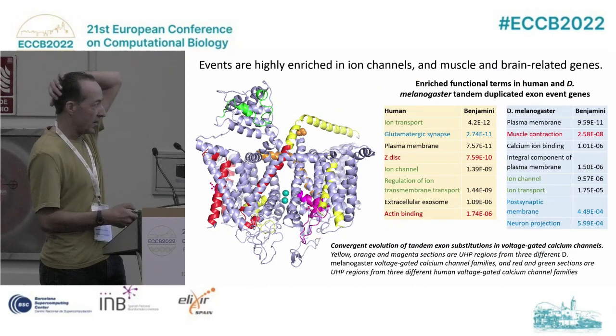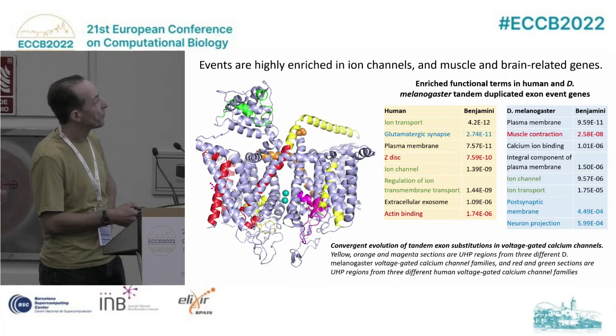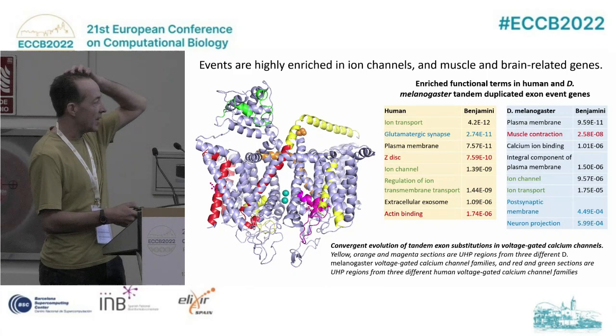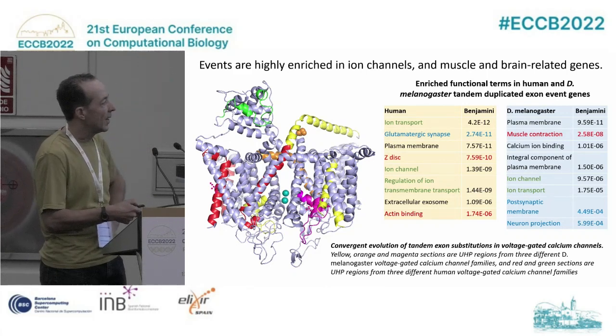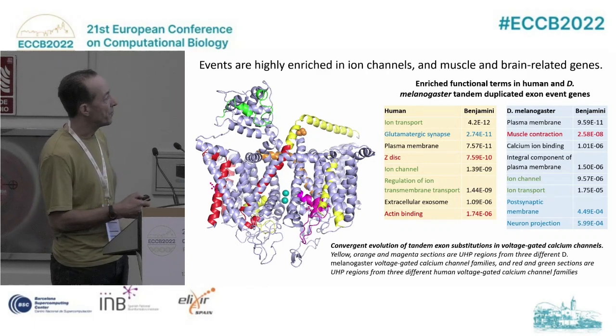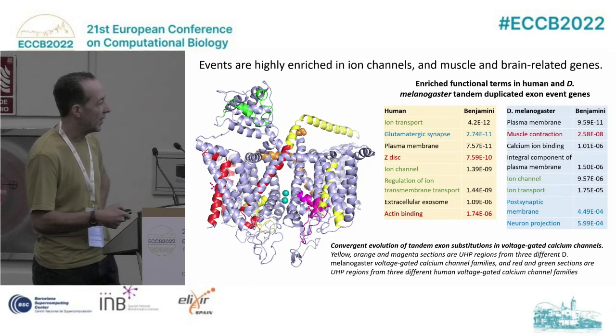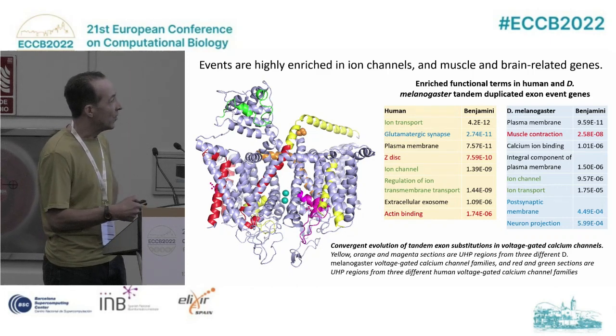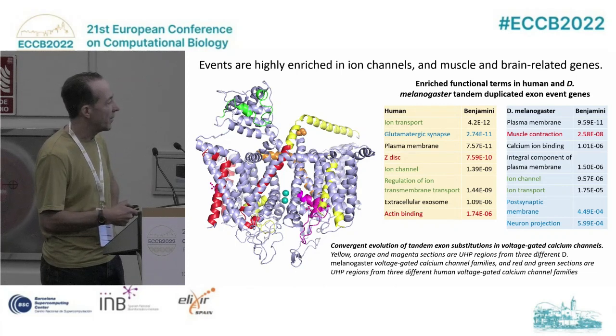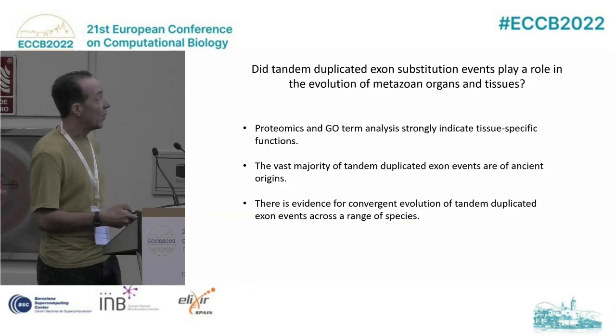And the other thing that we found was that there was a lot of evidence for tissue specificity in the functional terms for these events. So you can see them here. Tissue specificity in brain, not just in human but also in Drosophila as well, in muscle in red, you can see that in human and Drosophila, and in particular in ion channels. And this is the human genes that involve voltage gated calcium channels, and all these different colors come from different tandem duplicated exon substitutions in different genes across Drosophila and human. You can see that more or less a third of this huge protein has these type of splice events in human or Drosophila.